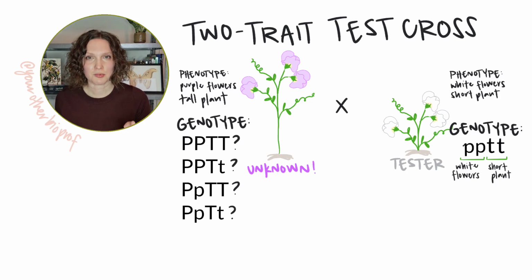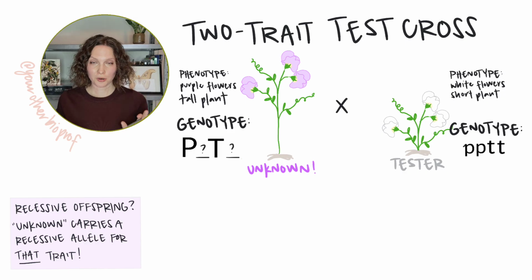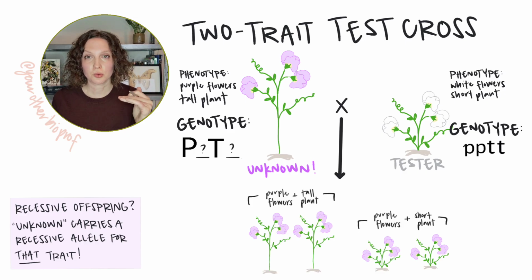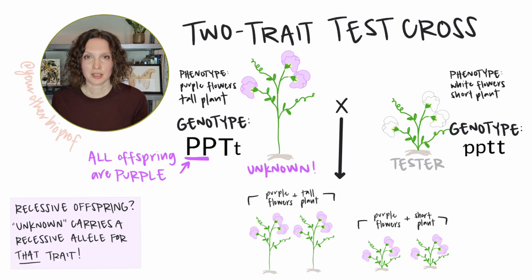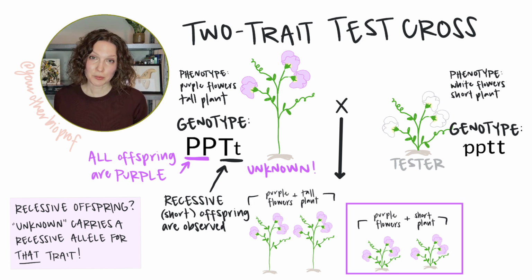We won't look at all the cross options, just keep in mind that like before, if you see any recessive phenotypes in the offspring, that means that our mystery parent had to be heterozygous for that trait. So if the offspring all had purple flowers, but some were tall and some were short, that would tell us that our mystery parent was homozygous dominant for the flower color. None of the offspring picked up a second recessive allele to make them white, and that our mystery parent had to be heterozygous for the plant height trait. About half the offspring inherited a short allele from our mystery parent.